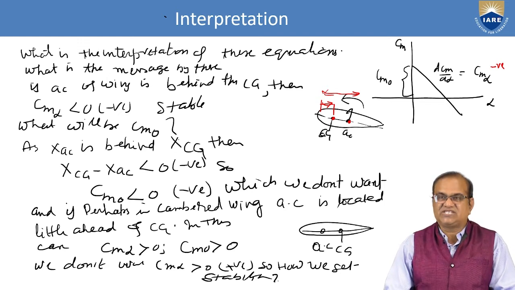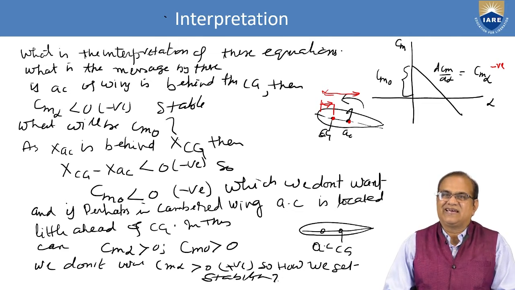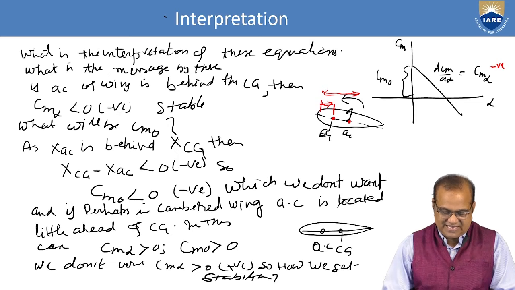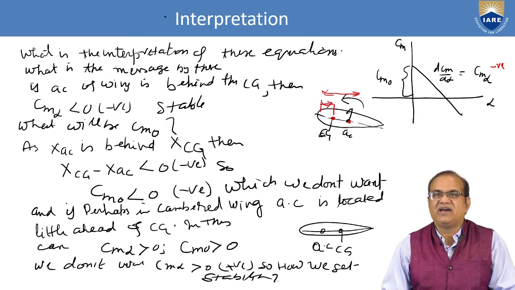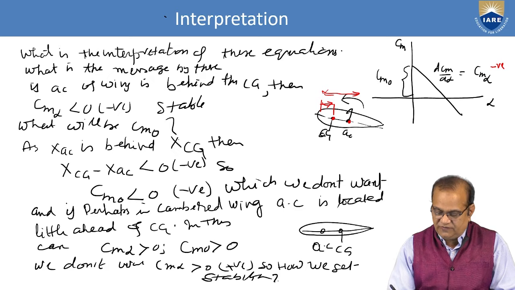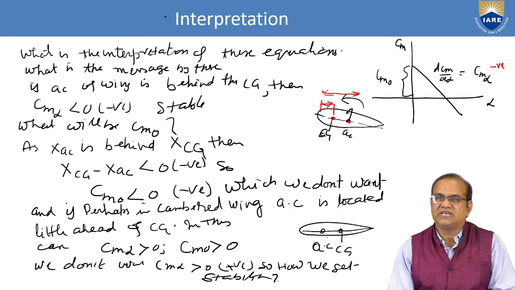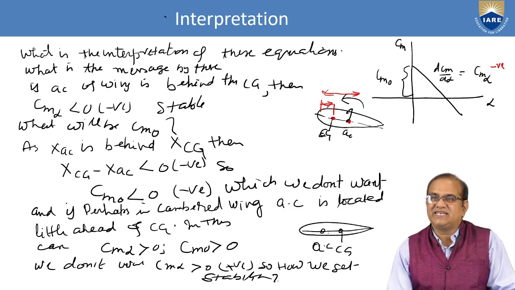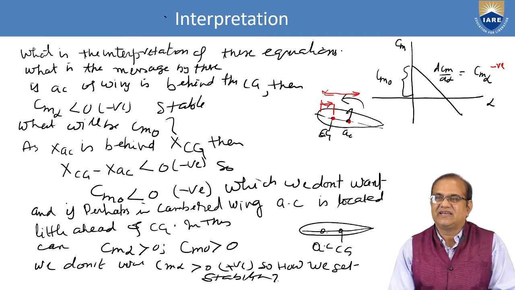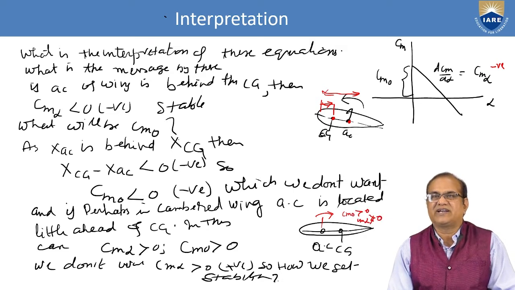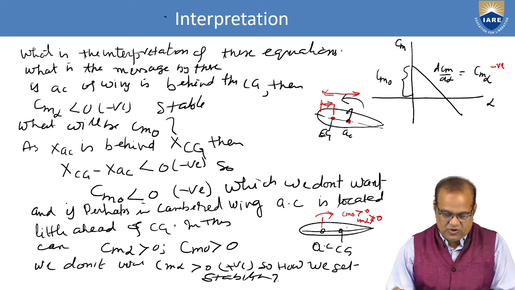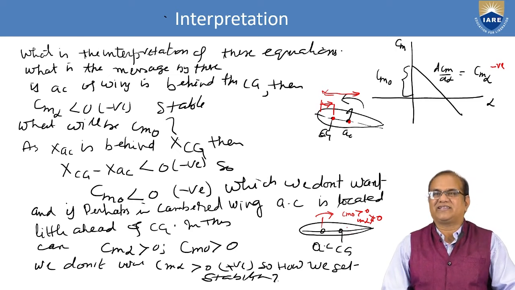Consider the aircraft where the AC is located a little ahead of the CG. In this case, CM alpha is greater than 0. If you see, if the CG is behind the AC, then it will be like this. So CM naught is greater than 0, but CM alpha is also greater than 0. We don't want CM alpha greater than 0.